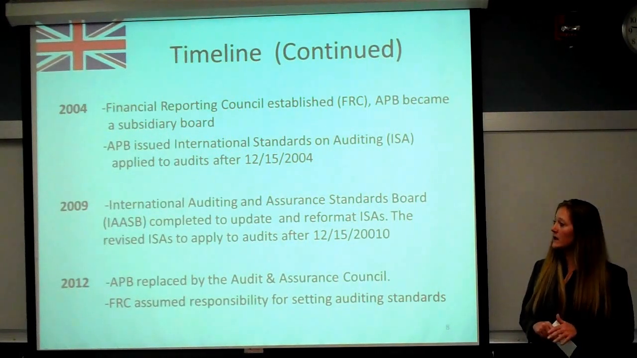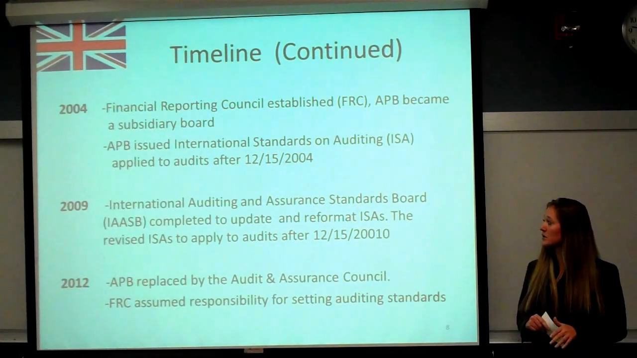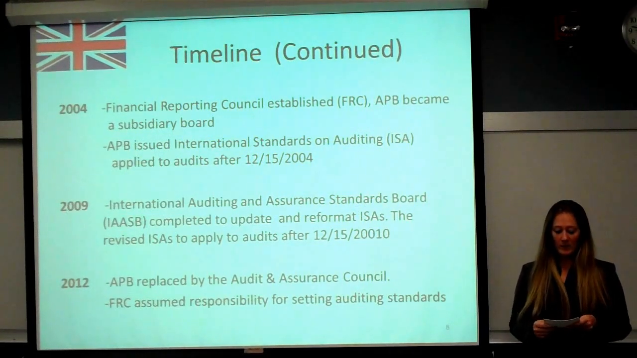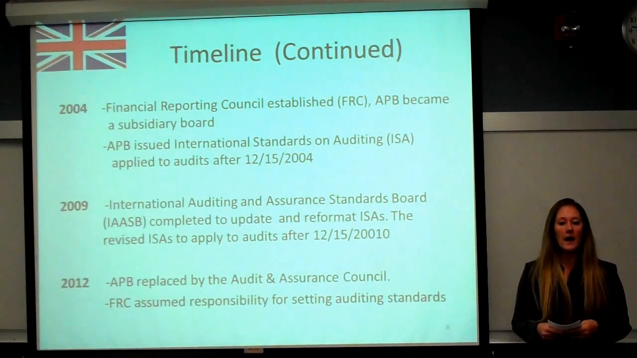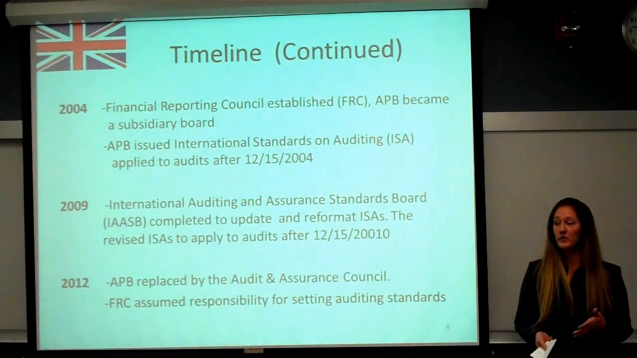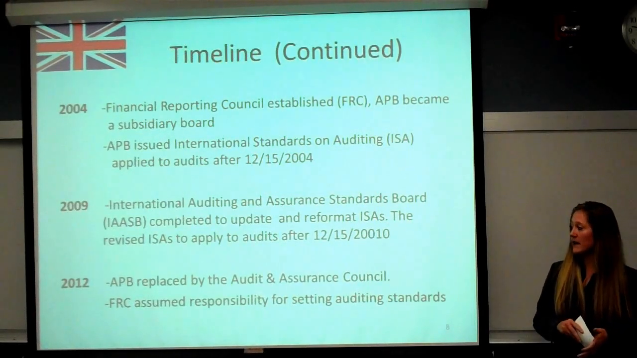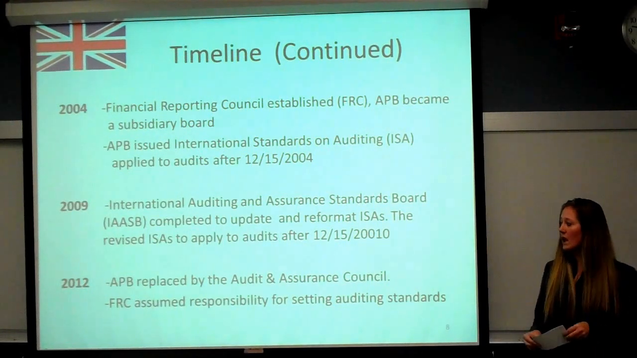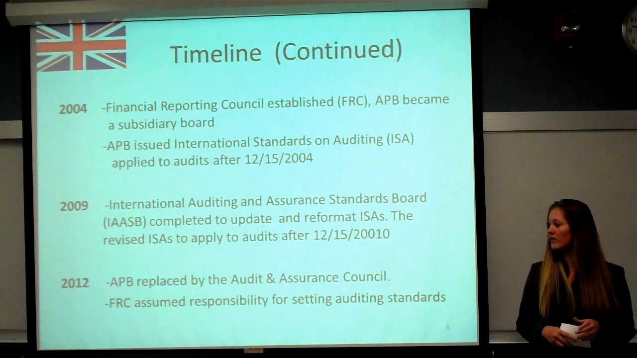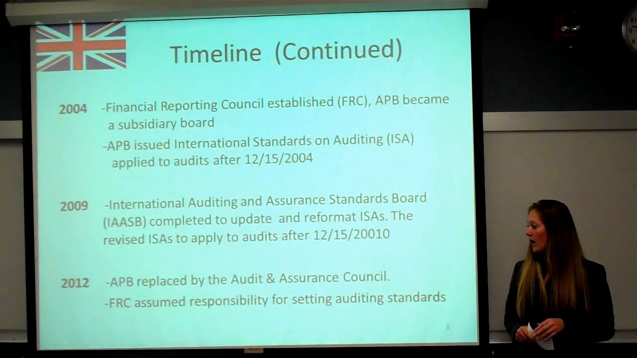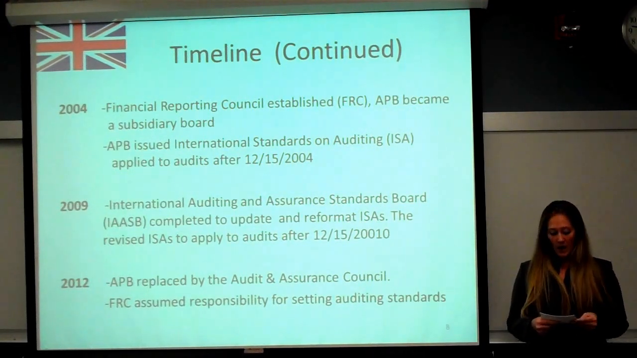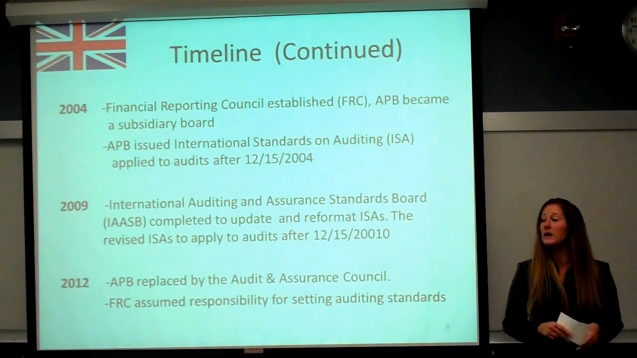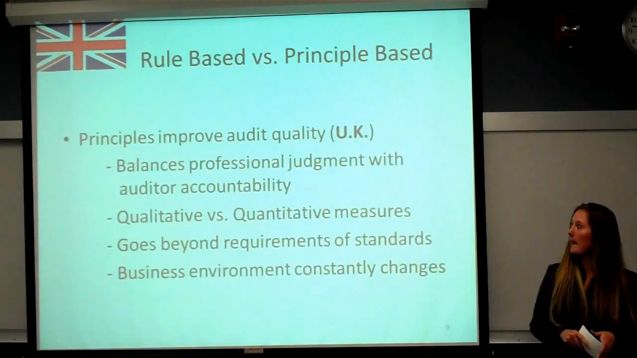In 2009, the International Auditing and Assurance Standards Board updated and reformatted the ISAs. They improved the understandability to make it more compatible with regulatory frameworks. And the revised ISAs applied to audits after December 15, 2010. And finally, in 2012, the APB was replaced by the Audit and Assurance Council, and they acted in an advisory role to the FRC for developing audit standards.